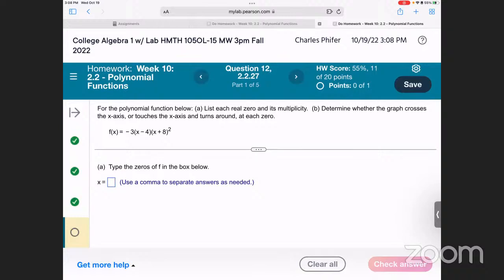So we're asked to list the zeros here. Let me see the time. We still got. I'll check Zoom at the 15-minute mark.